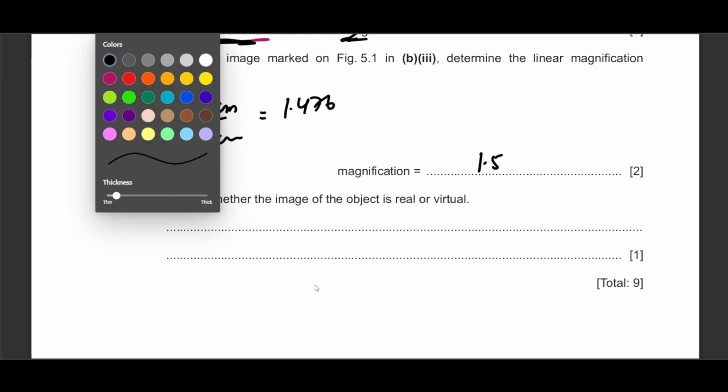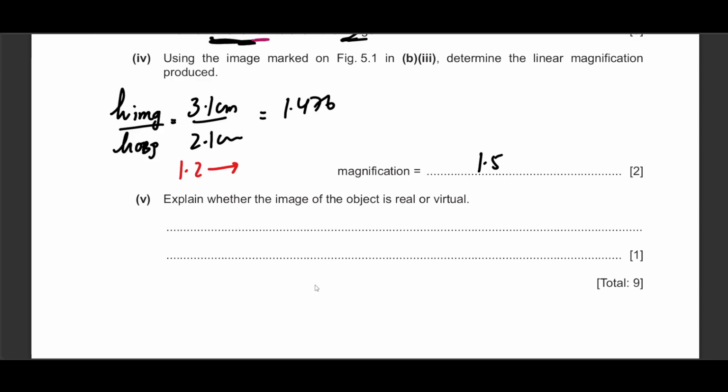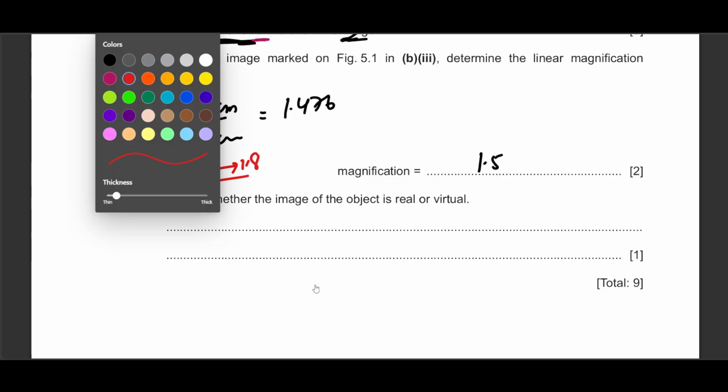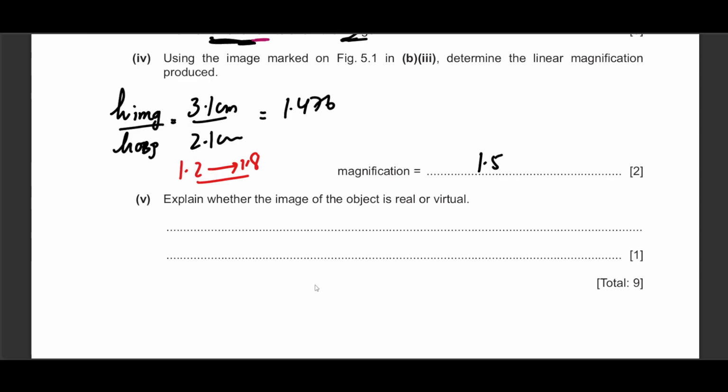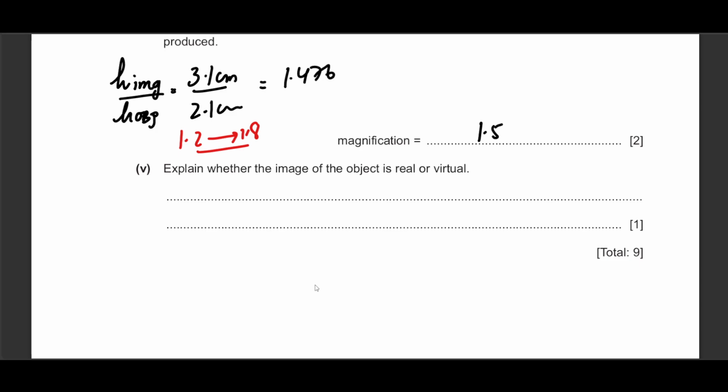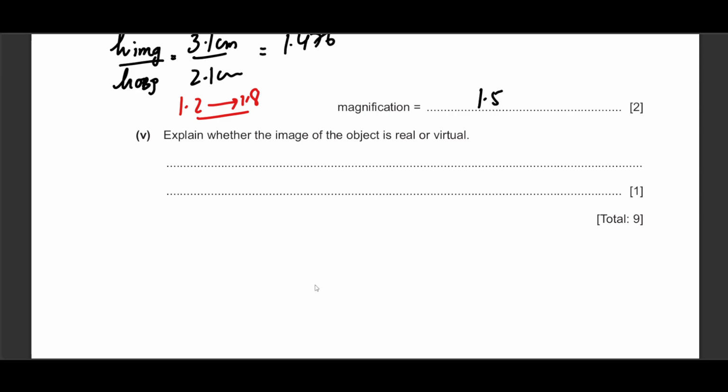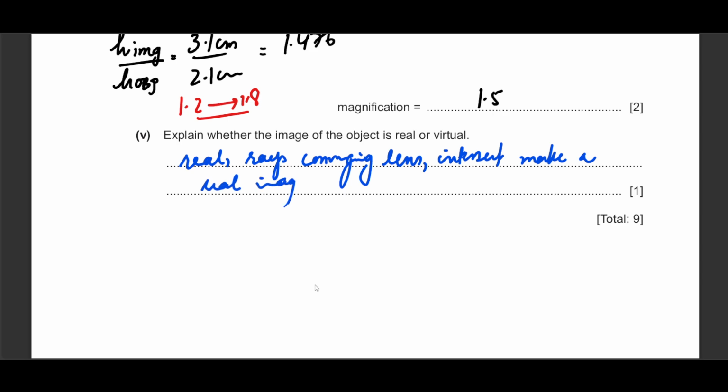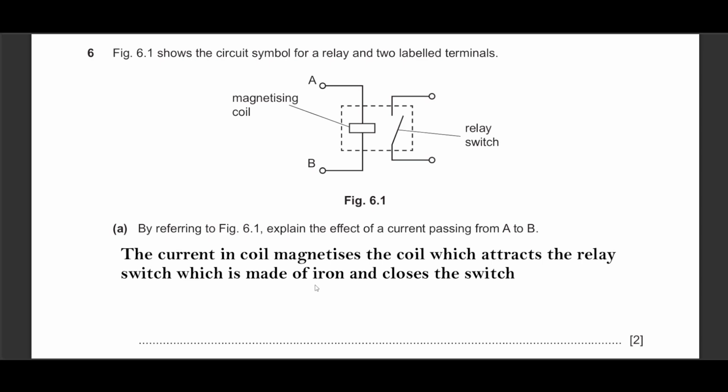Now, the examiner has given a range of answers. I think it goes from 1.2 to 1.8 in the marking scheme. You might have gotten any, but you will still get a credit for this. So don't worry too much about the accuracy of the lines. Explain whether the image is real. So the image is real. Why? Because light rays from a converging lens, when they intersect, make a real image.